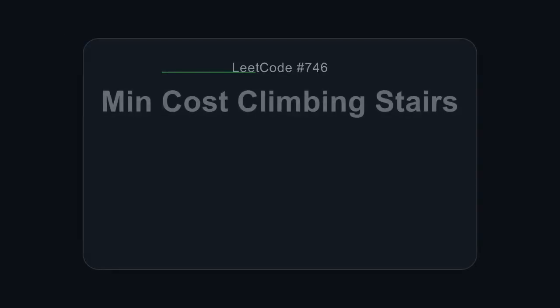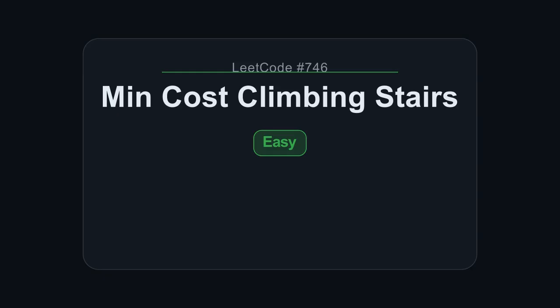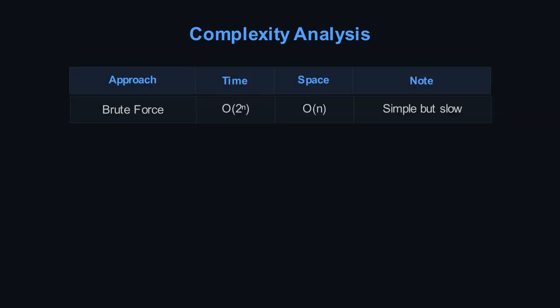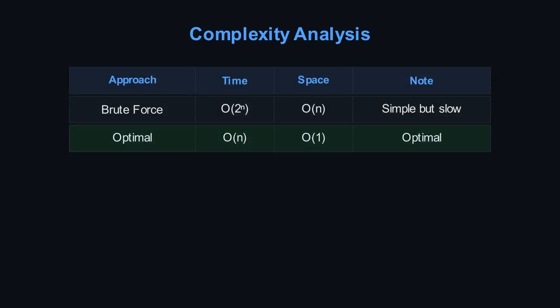You'll spot this pattern when you see a problem that involves finding the minimum or maximum cost to reach a certain state, and you need to consider all possible paths to that state. Another signal is when you see a problem that involves a recursive approach, but you notice that there's a lot of repeated work. The time complexity of this algorithm is big O of n, where n is the number of steps. The space complexity is big O of 1, constant space.